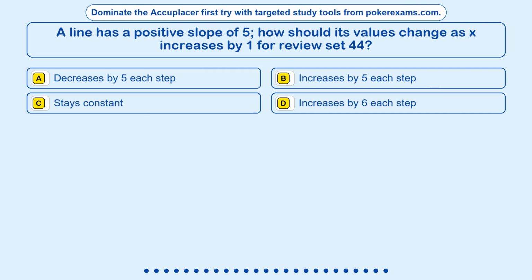Question 11. A line has a positive slope of 5. How should its values change as x increases by 1 for review set 44? Option A, decreases by 5 each step. Option B, increases by 5 each step. Option C, stays constant. Option D, increases by 6 each step.